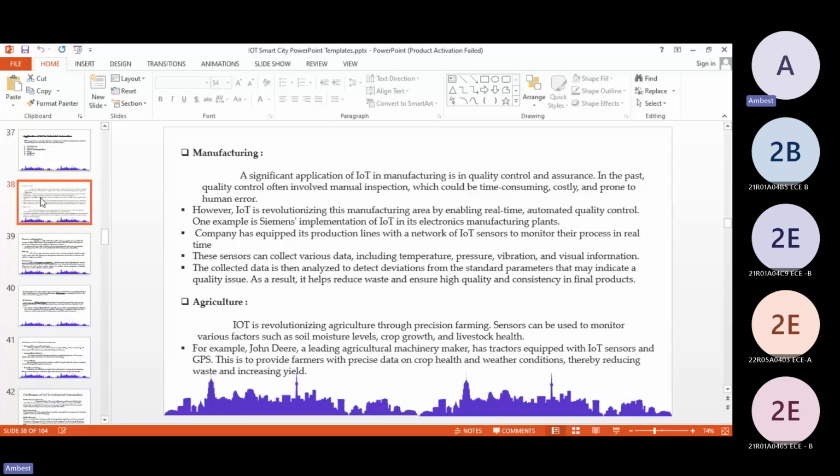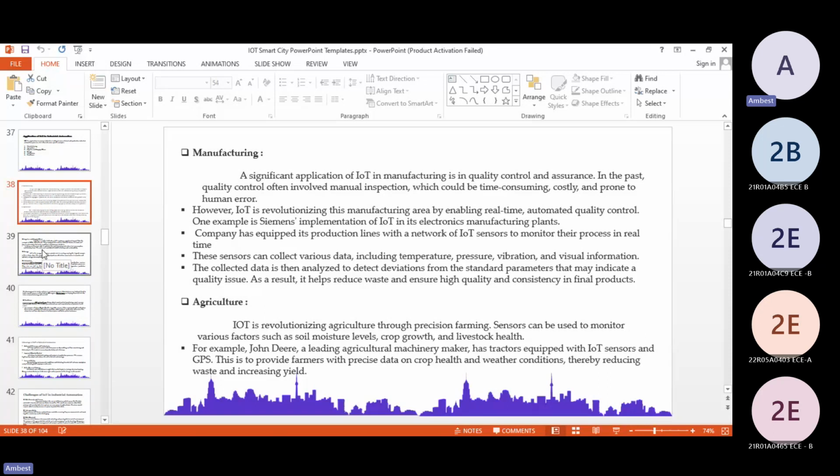So the next thing was agriculture. In agriculture, they use this for factors such as soil moisture levels, crop growth, and livestock health. It checks soil moisture and pH levels with the recorded data. For crop growth, they have a kind of growth camera, so they record the whole growth of the crop and the health of every leaf of a crop. Like that.